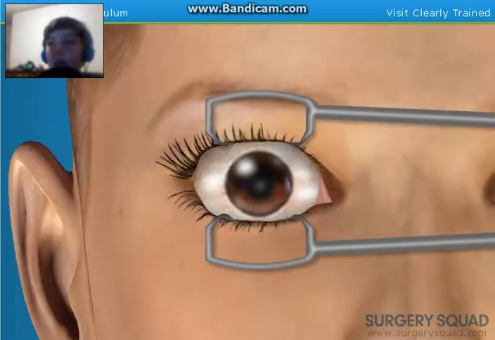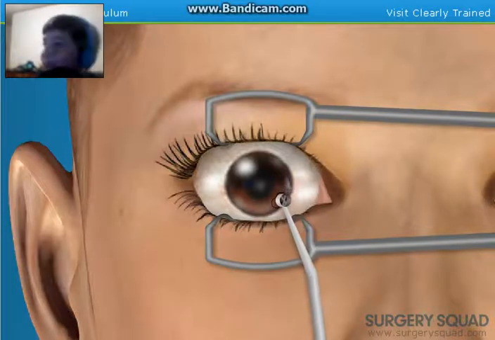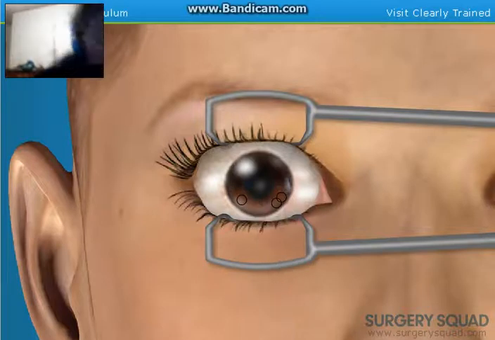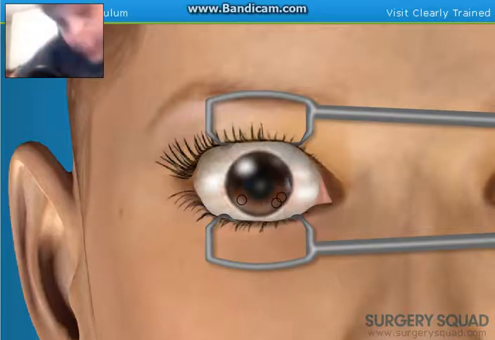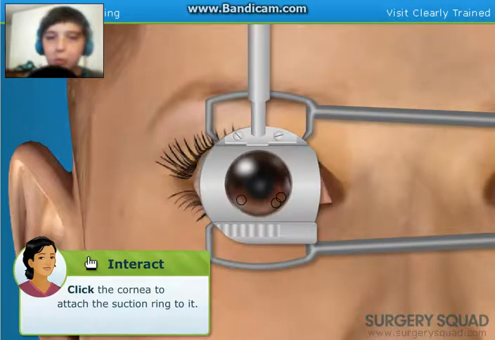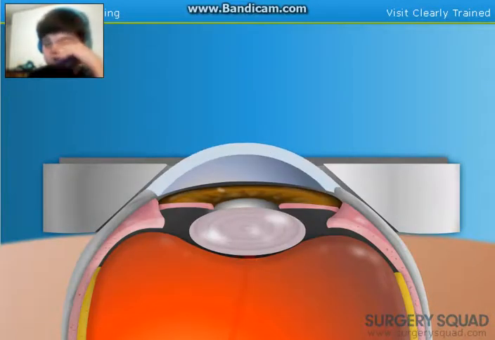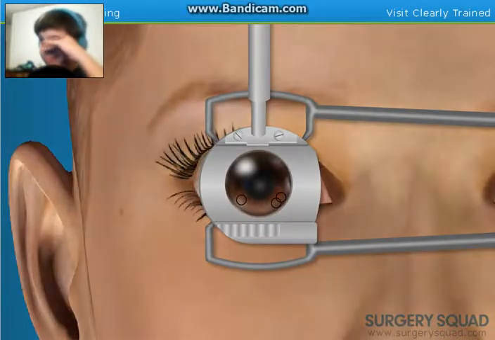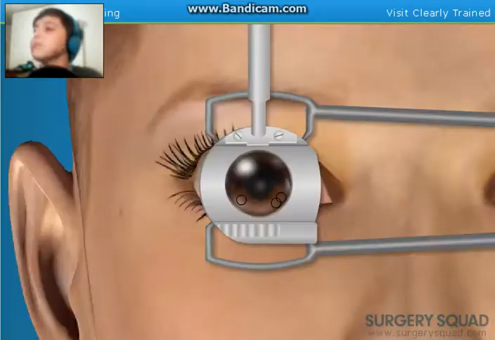We might cut or burn the wrong area. At this point, we'll also mark the cornea with a water-soluble ink to guide replacement of the flap. Now we place a suction ring over the eye. The ring sucks the cornea upward, making it easier to cut. The patient's vision will likely dim and blur while the suction ring is attached.